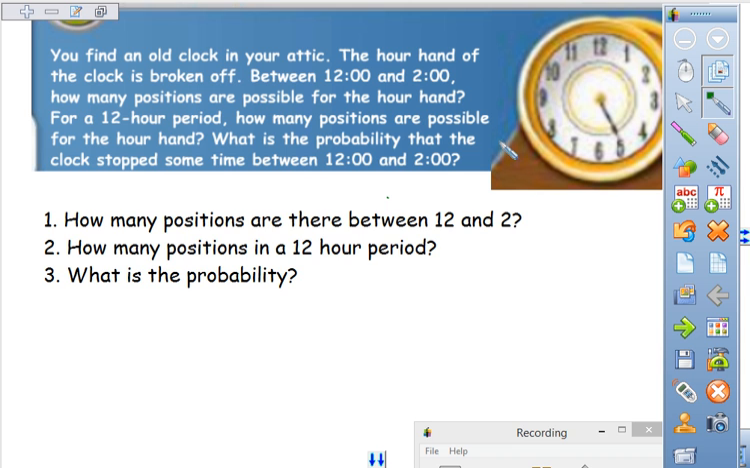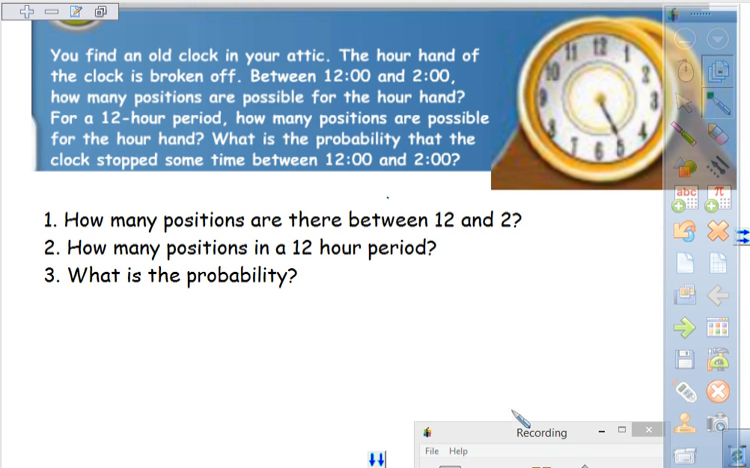You find an old clock in your attic. The hour hand of the clock is broken off. Between noon and 2, how many positions are possible for the hour hand? For a 12-hour period, how many positions are possible for the hour hand? And what is the probability that the clock stopped sometime between noon and 2?